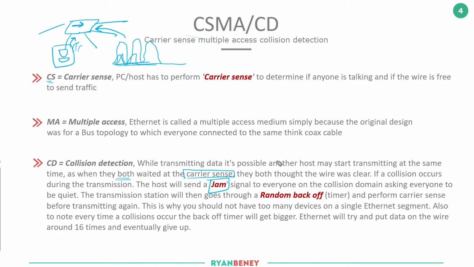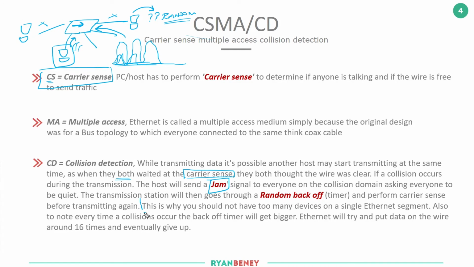random back off, meaning every PC will essentially stop communicating and step off and wait for a set period of time. That's a random value. And when that random value is up, they would then go back and sense the carrier.